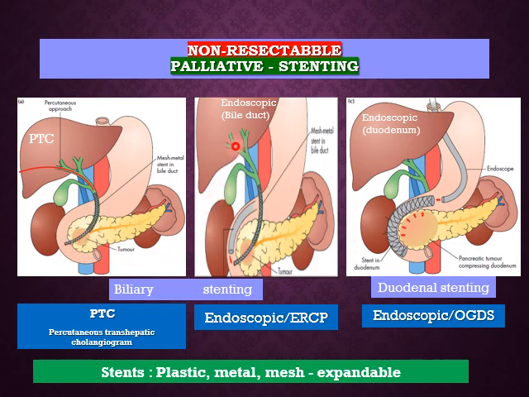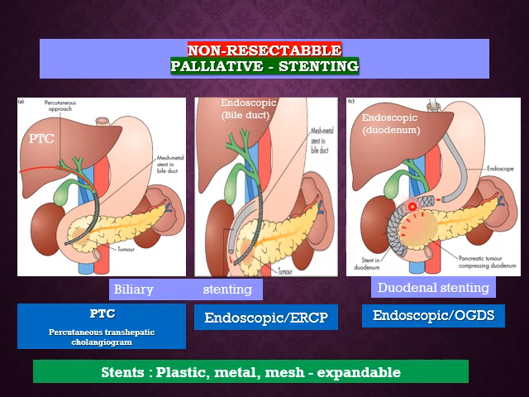The second one is known as the endoscopic stenting, where ERCP is done, where a scope is passed, and this scope is used to insert a stent into the lower end of the common bile duct. Okay, this is known as the endoscopic stenting. So both of these are biliary stenting.